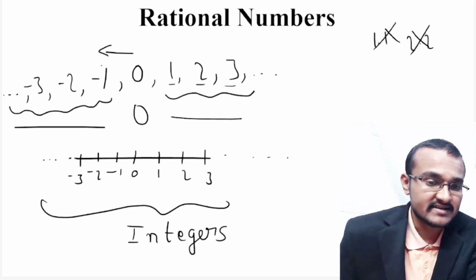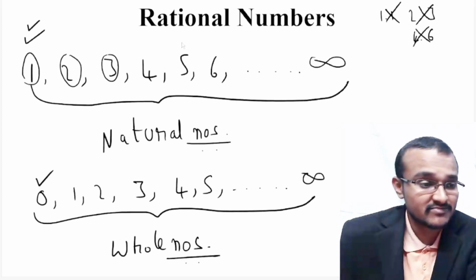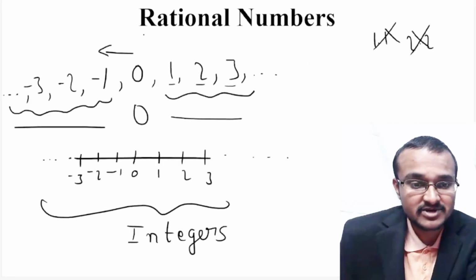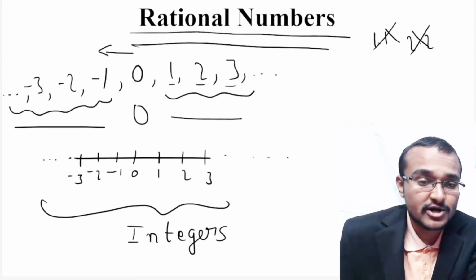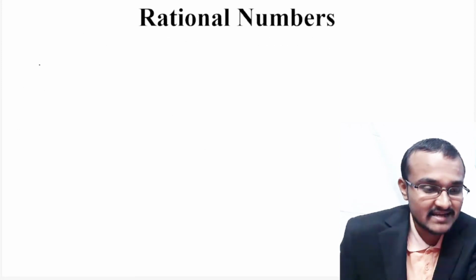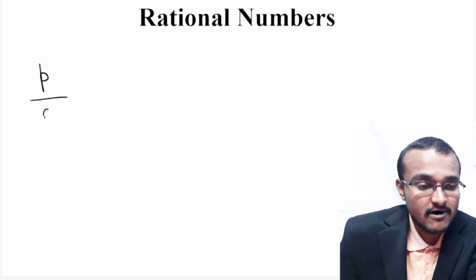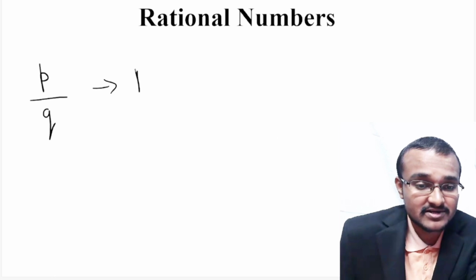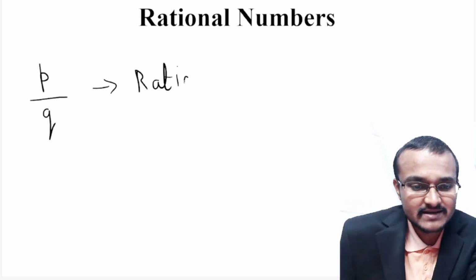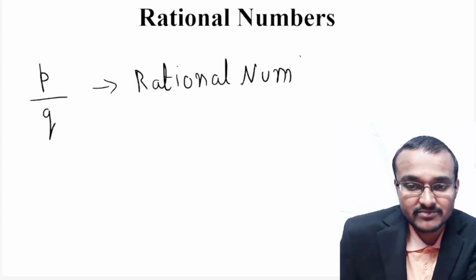Now you might be wondering that I am discussing natural numbers, whole numbers and integers, but the heading of this chapter is rational numbers. So what do you mean by rational number? Any number which can be written in the form of p by q is known as a rational number.